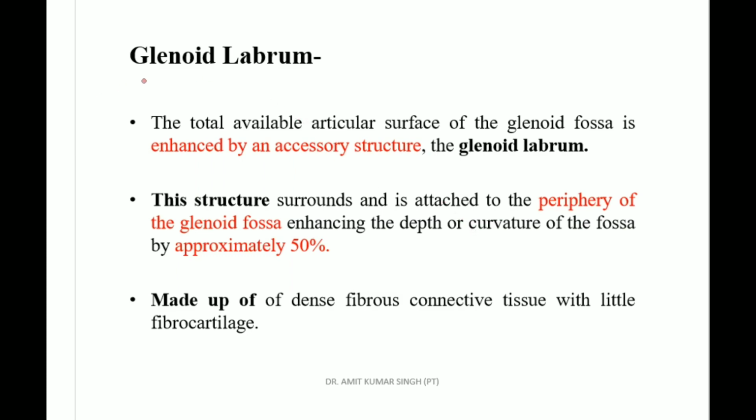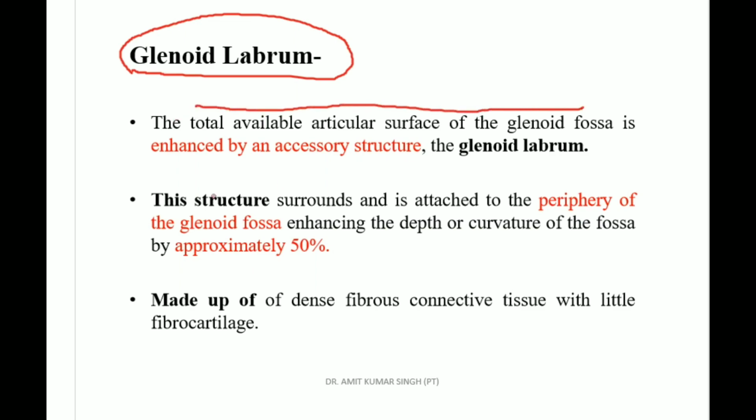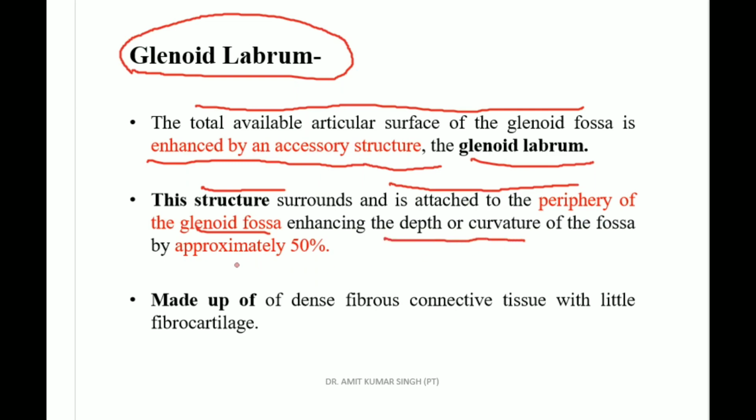One of the important structures which is going to provide depth to the glenoid fossa is our glenoid labrum. The total available articular surface of the glenoid fossa is enhanced by an accessory structure known as the glenoid labrum, and this structure surrounds and is attached to the periphery of the glenoid fossa. It is attached to the outer border of the glenoid fossa, and hence it is going to give 50% of the depth to the glenoid fossa to form the shoulder joint and to provide stability.